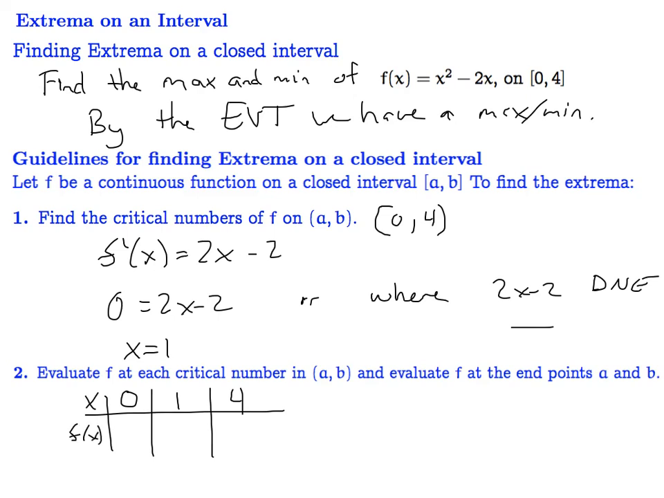And then I need to put these into my function. When I put 0 in, I'll get 0. When I put 1 into my function, I will get -1. And when I put 4 into my function, I will get 8, I believe.